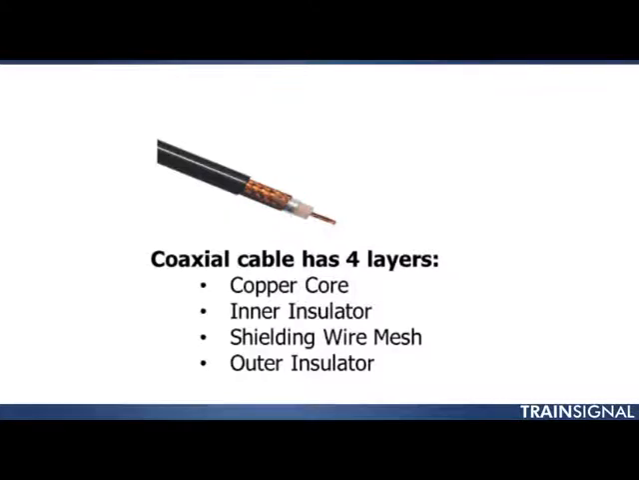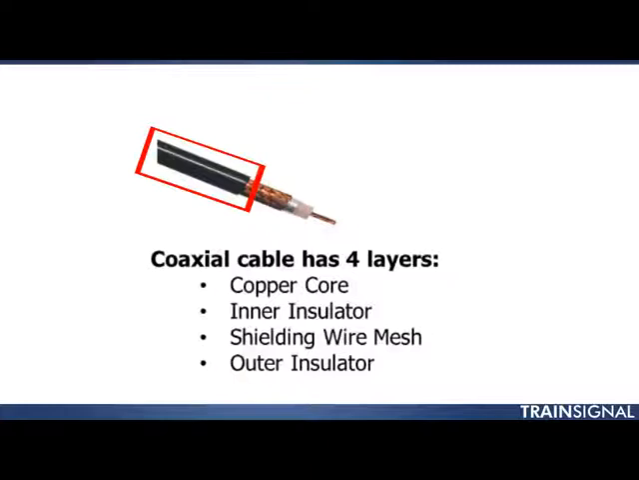Well, just like we talked about with twisted pair cable, all cables, all wires that deal with electrical transmissions have to address the issue of EMI. And the way that coaxial cable deals with it is by putting this wire mesh shielding around it to protect against that outside EMI. And then the 4th layer is the one that you can commonly see, which is just the outer insulator.